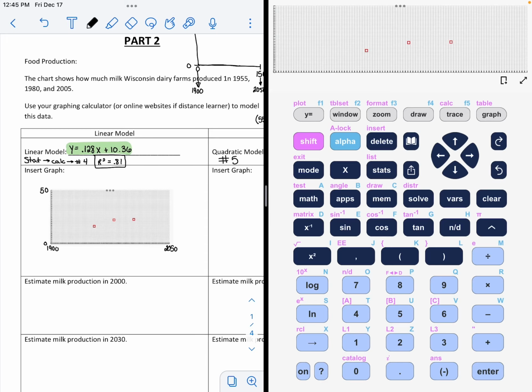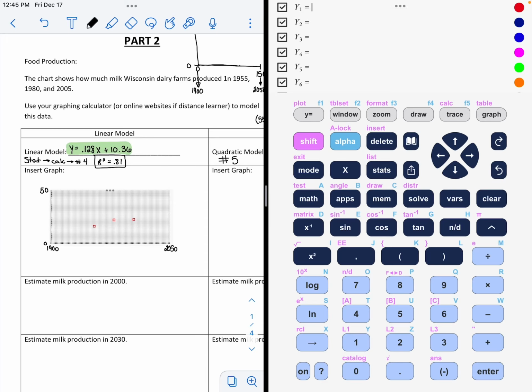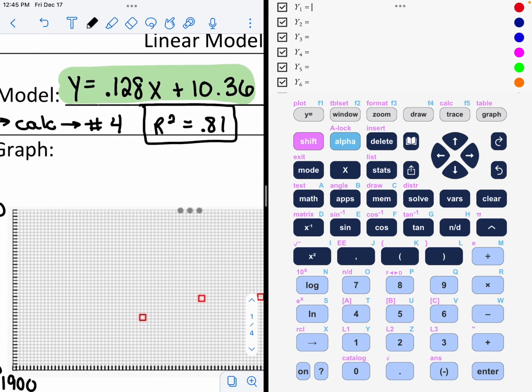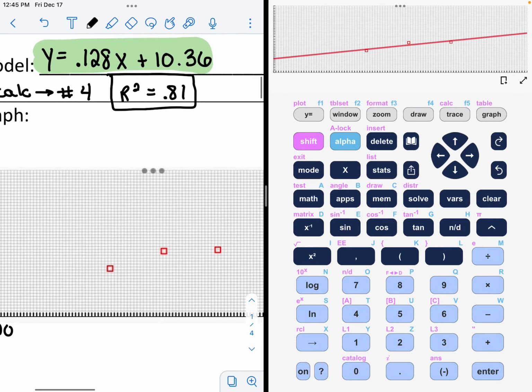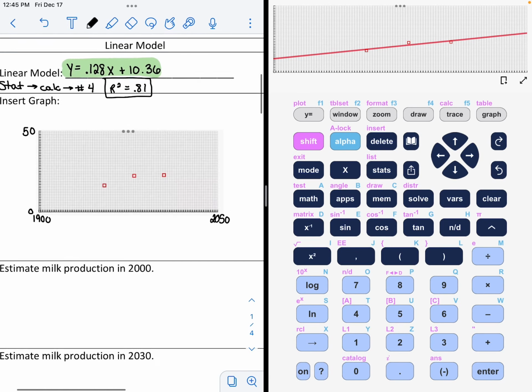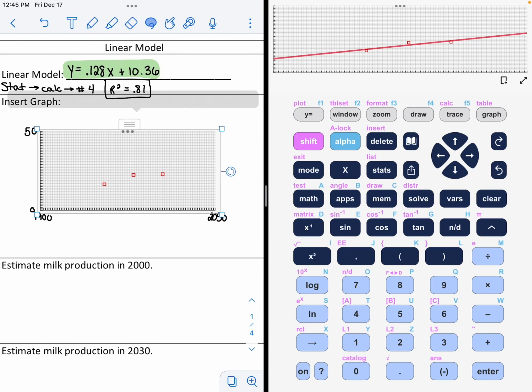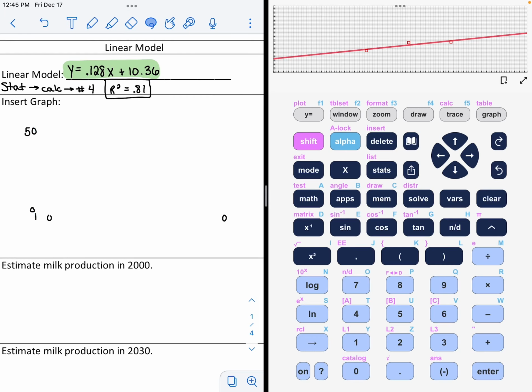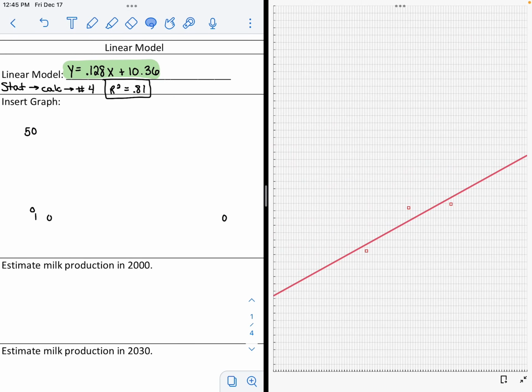Now we're going to go to y equals. We're going to type in our linear equation first: 0.128x plus 10.36. And then we're going to graph that. I want you to see this line that was created. In fact, I'm going to get rid of this one, if I knew how. There it is. And instead, I'm going to replace it with this one.